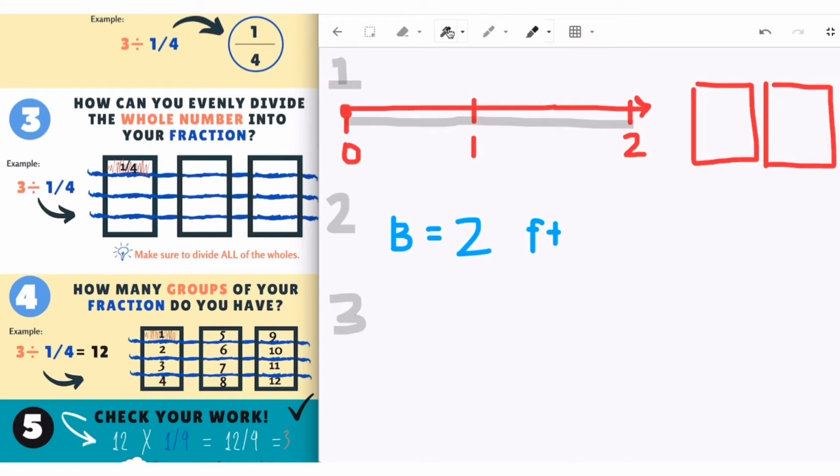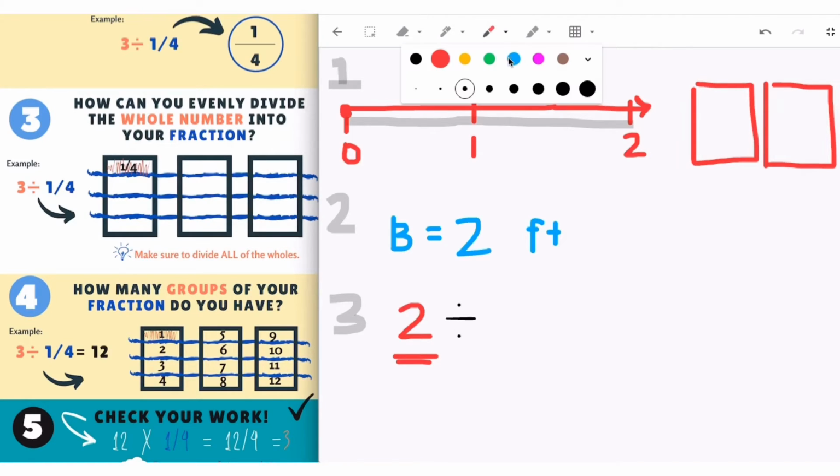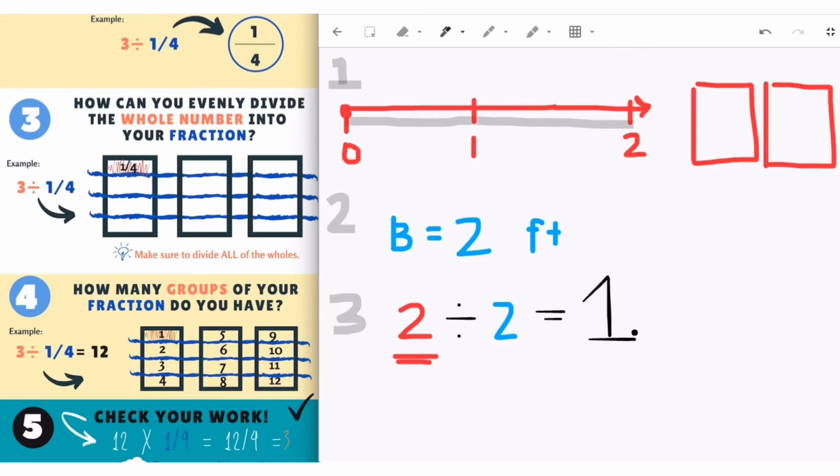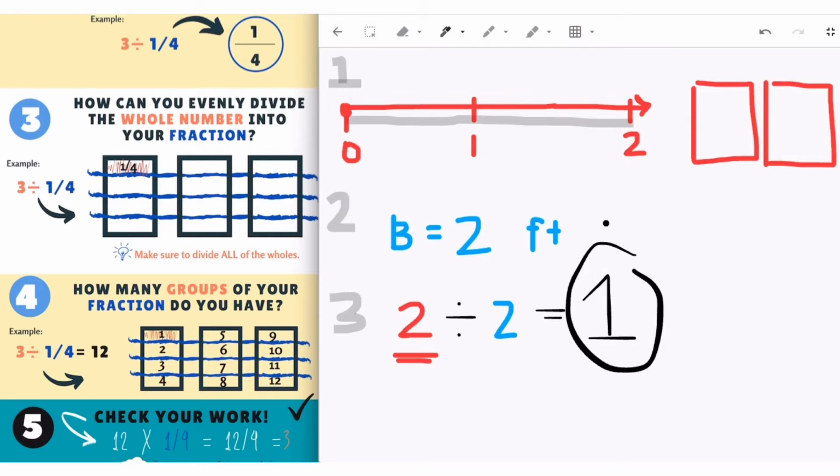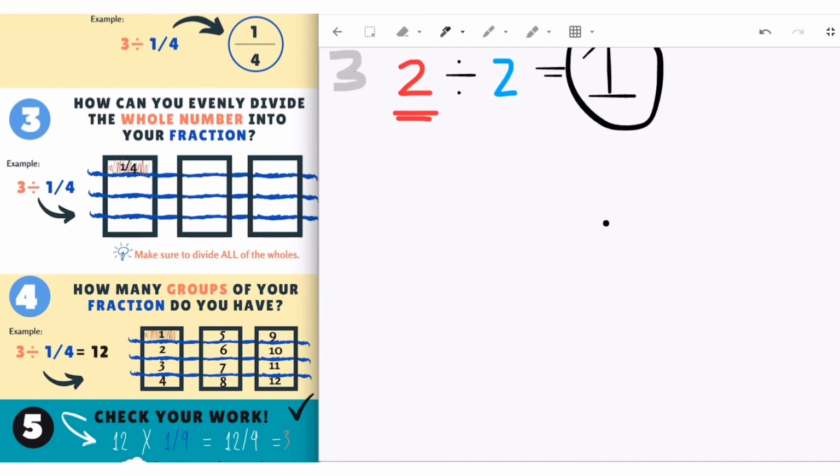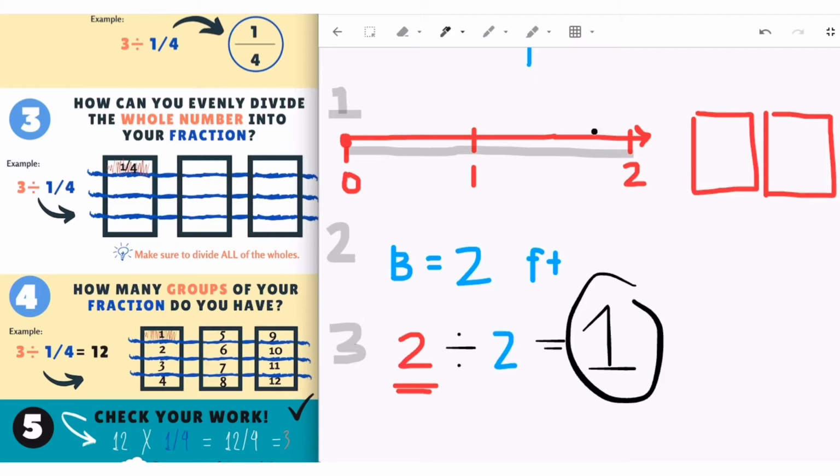If I was writing a division problem, I could write 2, my whole number, divided by the number in each group, which is 2. 2 divided by 2 equals 1. So the number of bracelets I can make for number 1A is 1 bracelet. Okay, now I'm going on to the next problem, and I'm going to go through the same process again.